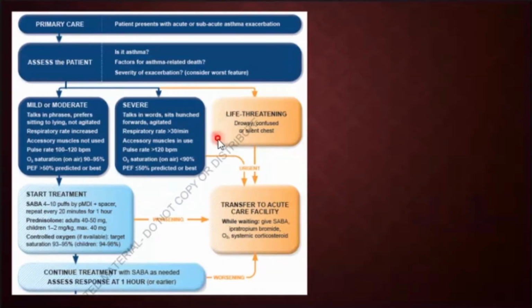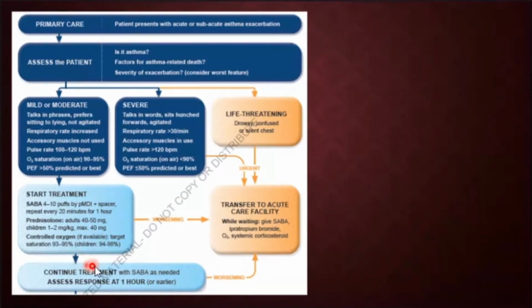So in severe asthma, if there's a silent chest, it is a sign that you have to act fast. For mild and moderate disease, you start treatment. You give either a SABA, or in most cases nowadays we prefer an ICS-LABA combination, or at times a SABA plus SAMA combination, 4 to 10 puffs by pressurized MDI plus spacer every 20 minutes for 1 hour. If it is moderate disease, you can even start oral prednisolone at 40 to 50 mg, and oxygen if the saturation is less than 90%, but we target a saturation of only up to around 94%.